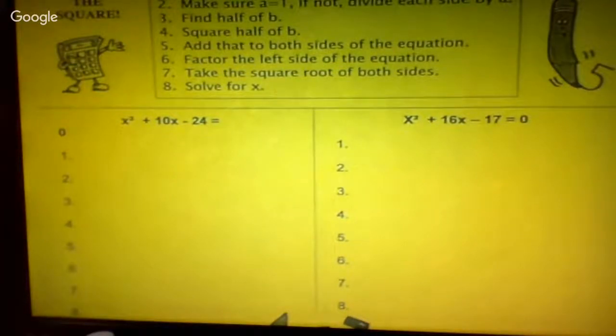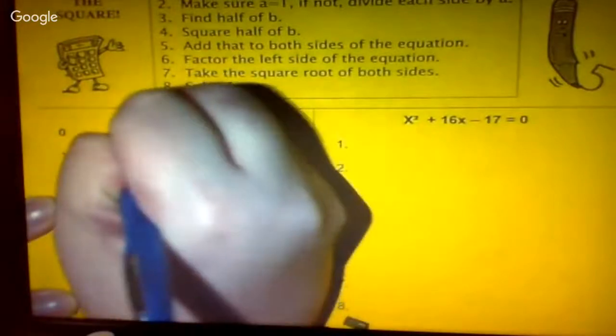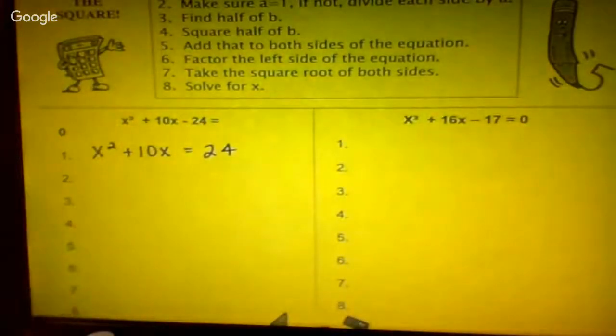So first off, if I have x squared plus 10x minus 24, what is my c value? Negative 24. Negative 24, okay? If I need to move that to the other side, it becomes what? Positive 24. So step 1, we should have x squared plus 10x equals positive 24.